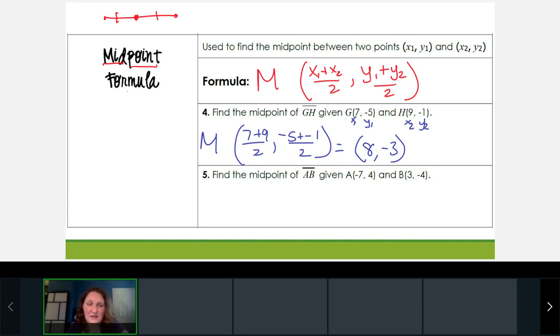This is another formula that is not on a formula sheet anywhere. So you're going to want to memorize this or do the method I'm about to show you. So let me show you another method to finding the midpoint. Find my whiteboard.